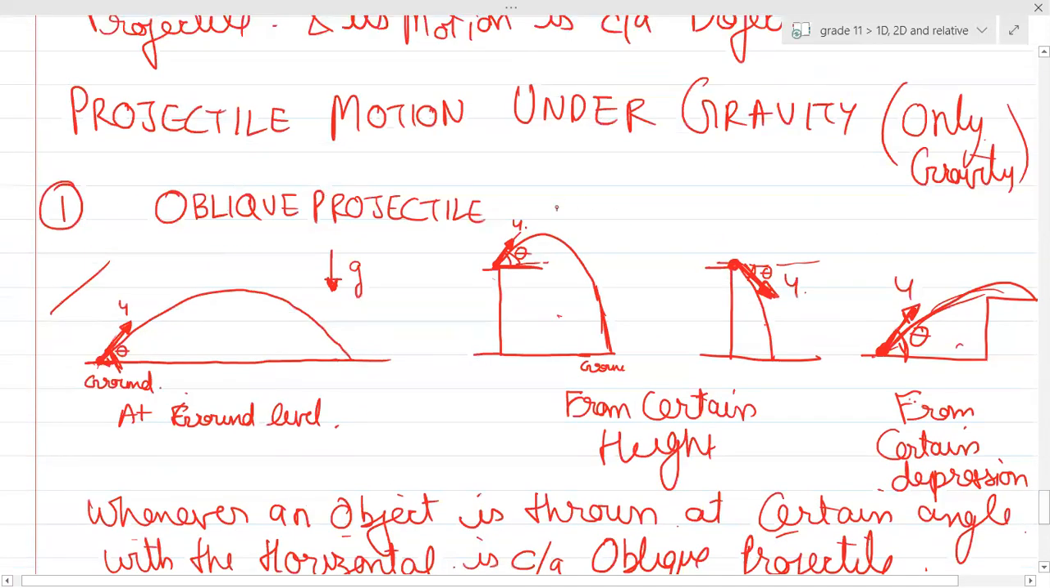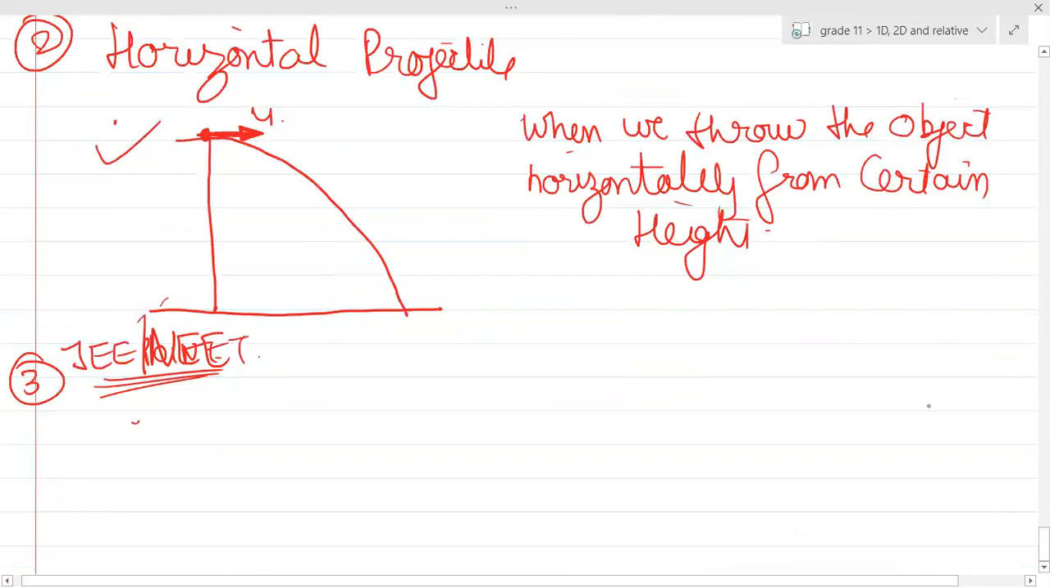Okay, guys? Is this clear? So in JEE NEET, this third type is there as well, which is basically projectile motion on an inclined plane.